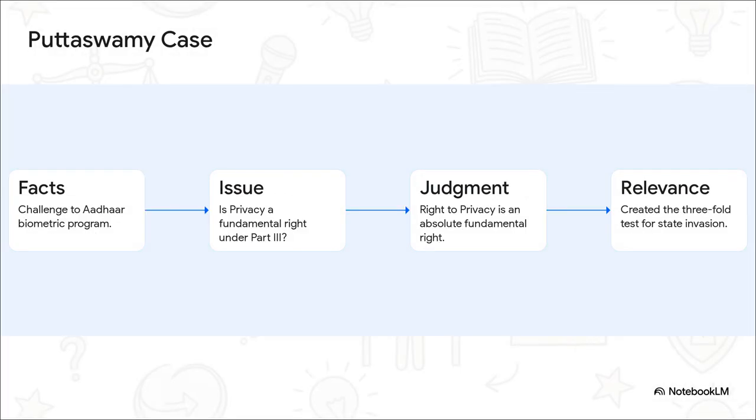Finally, the modern giant, K.S. Puttaswamy. This started as a challenge to the massive Aadhaar biometric program. The central issue: is privacy actually a fundamental right, even though the word privacy isn't explicitly written in Part 3? A historic 9-judge bench unanimously said, yes, absolutely. Privacy is a natural, unalienable entitlement flowing from human dignity and Article 21. Most importantly for your exams, they created a 3-fold test for state invasion of privacy: legality, need, and proportionality.